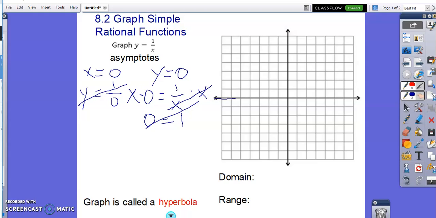So I'm going to go ahead and draw them on here. There's the y equals 0, it's basically the x-axis where y is always 0. And then there's the x equals 0. It's the y-axis where x is always 0.